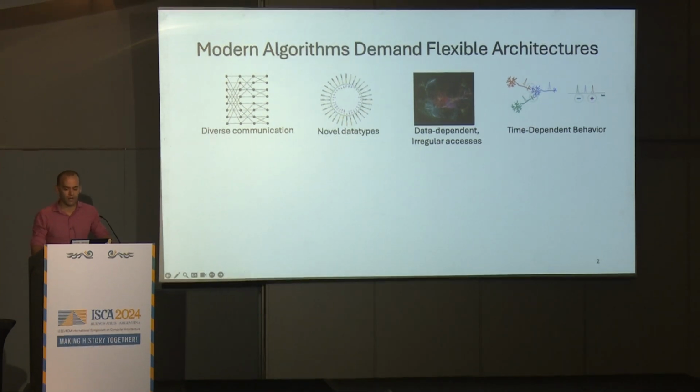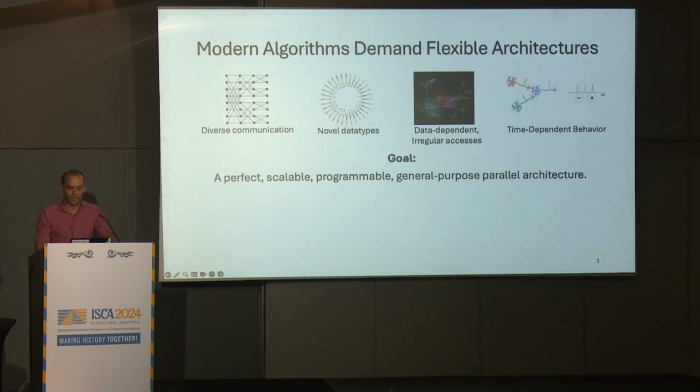Now, our goal as a community has been to develop a perfect, scalable, programmable, general-purpose parallel architecture. Has anybody run across these in their research? I don't see many raised hands. Now, we think this is an unrealistic goal. No static architecture can achieve perfection.